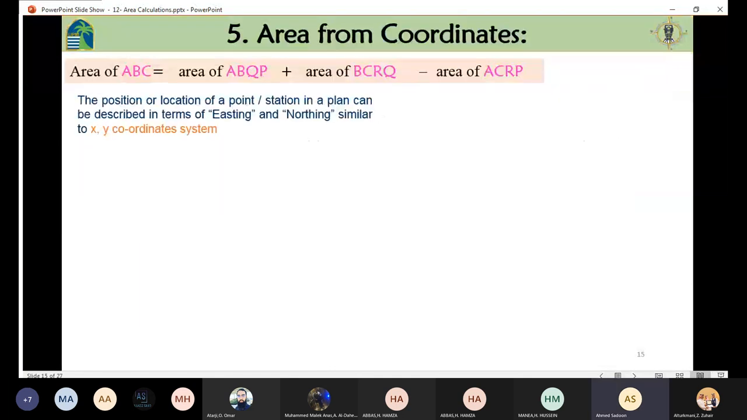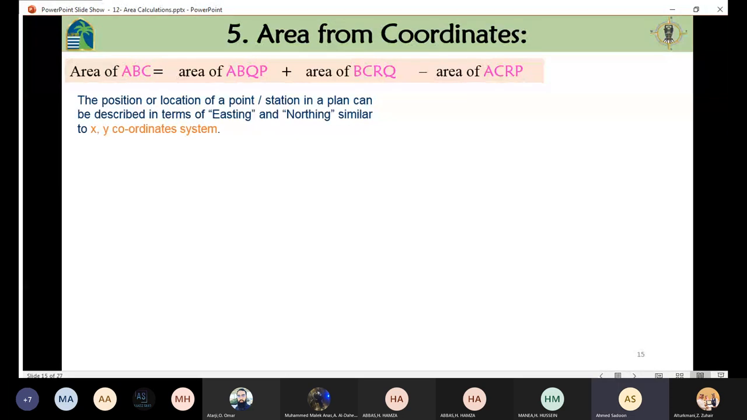So now we're gonna move to a new method, which is area from coordinates. If you have coordinates, we are going to use these coordinates to determine the area. And this one is a very powerful method. And the total station nowadays has software that helps you to determine the area using the coordinates, because through the total station you are going to locate the coordinates, and therefore you will be in a position to determine the area.